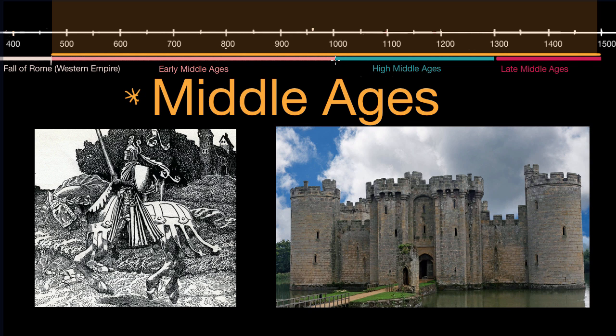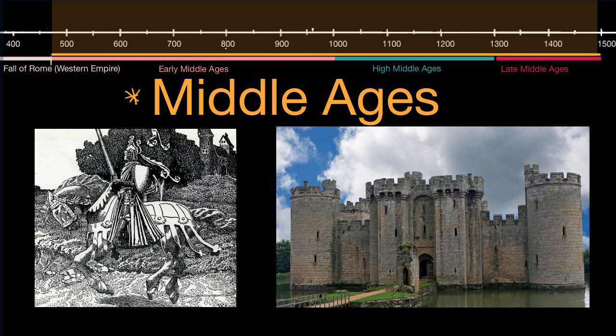The High Middle Ages, which was a high point for the Middle Ages in Europe, goes from about the year 1000 to the year 1300. And then the Late Middle Ages, which gets us to the 15th century and is considered not that pleasant of a time to live in Europe.